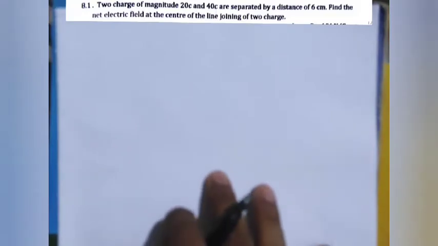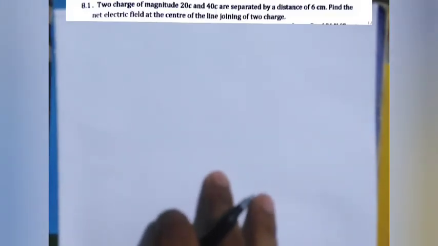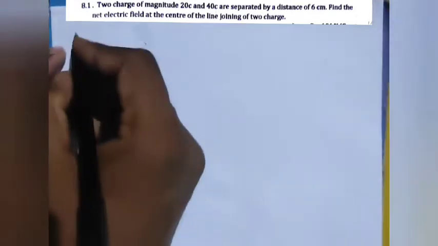Now I shall come to the question part. The first question is: two charges of magnitude 20 coulomb and 40 coulomb are separated by a distance of 6 cm. Find the net electric field at the center of the line joining the two charges. Solution.